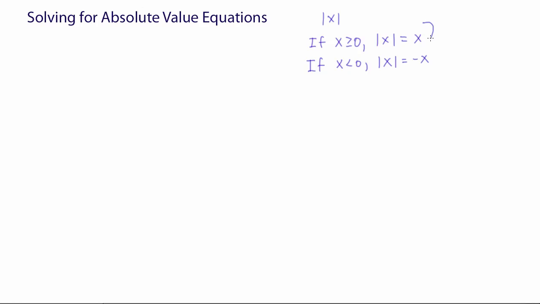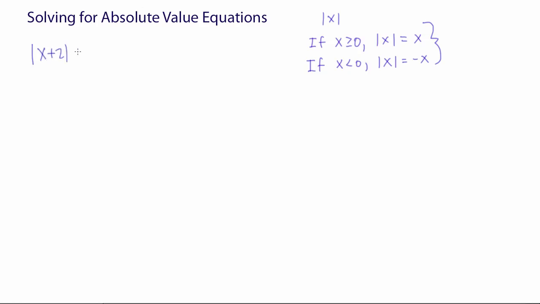This definition suggests that we might have two values, meaning if we don't know what x is, if we don't know if x is positive or negative, we're looking into two separate equations. And that's how we're going to solve our absolute value equations. So let's write one out.